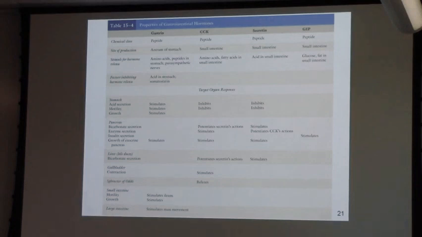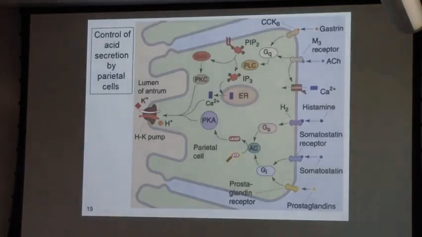So any questions then about stomach? Gastric acid secretion by the parietal cells, pepsinogen secretion by the chief cells. Don't forget mucus secretion by the mucus cells, which is more or less happening all the time. That's not hormonally stimulated. Any questions?